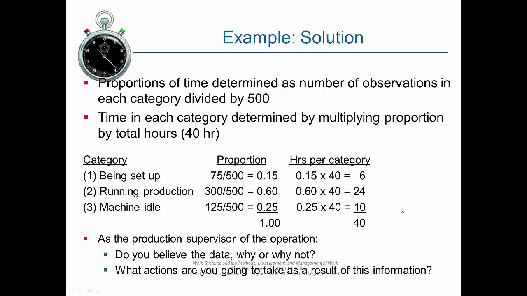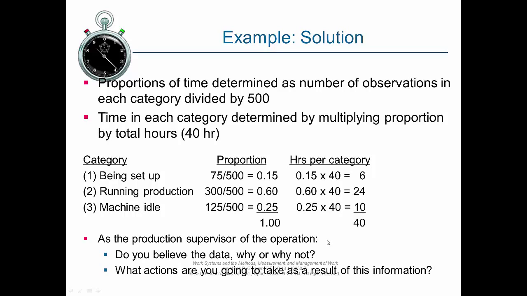Again, you don't have to do this for all the studies. I just think it's another interesting perspective to put in, the hours per week, how many hours is spent in each category. So here we just take the proportion, 15% of the time the machine is being set up, multiply that by 40 hours in a week, and that says 6 hours a week on average a machine is being set up. Following the same calculation, 24 hours a week a particular machine is running production, and 10 hours a week a particular machine is idle.